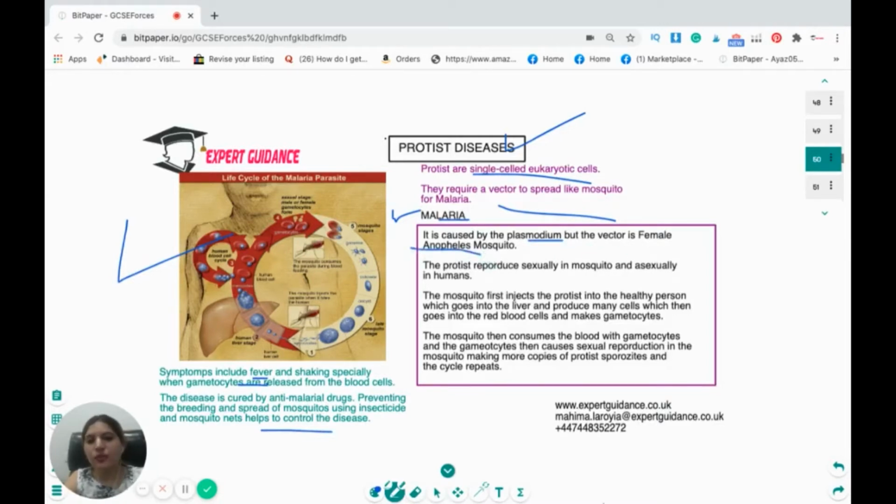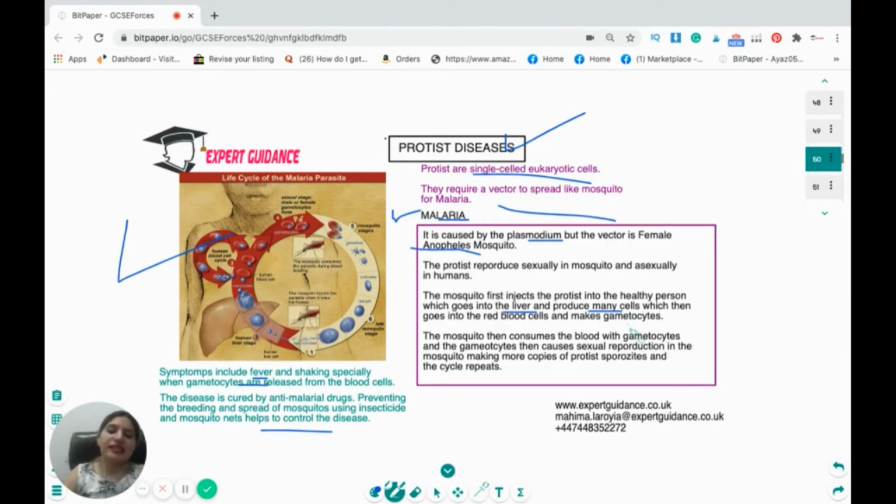Now, the protists reproduce sexually in the mosquito and asexually in humans. The mosquito first injects the protist into a healthy person, which goes into the liver of the healthy person and produces many cells, which go into the red blood cells and make gametocytes. The mosquito then consumes the blood with gametocytes, and the gametocytes then undergo sexual reproduction in the mosquito, making more copies of the protist, the sporozoites, and the cycle repeats.